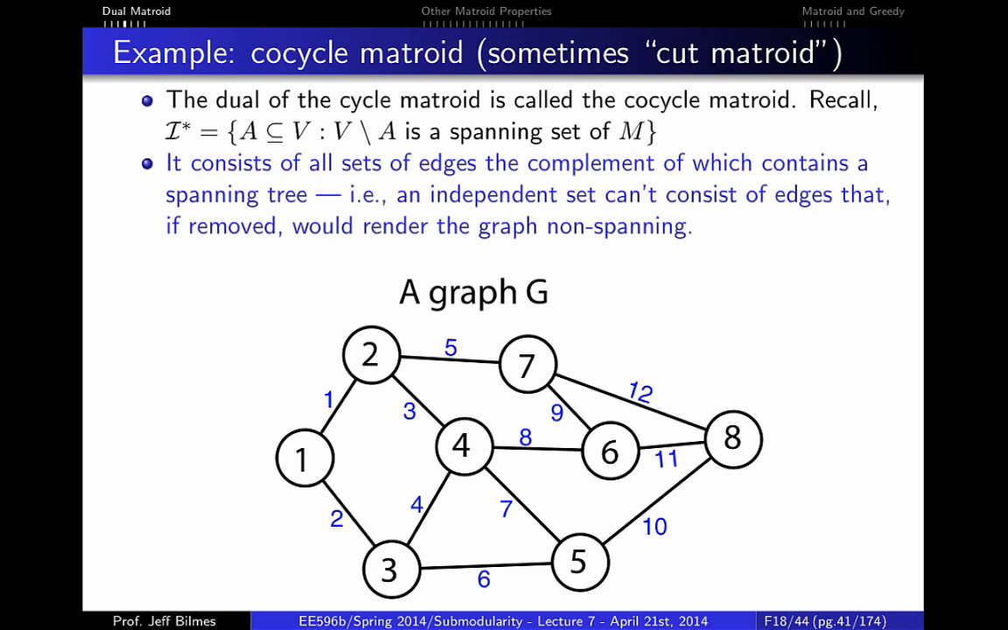And moreover, anything that corresponds to a cut or a superset of a cut is going to be dependent in the dual. And interestingly enough, if you remove a cut or a superset of a cut, is it possible to have a spanning tree anymore? No, all spanning sets are rendered impossible because you've removed edges corresponding to a cut or a superset of a cut. By definition, by removing edges corresponding to a cut, you've increased the number of connected components. There's no way of bridging the gap between the new components that have been created by removing the cut edges, or the superset of the cut edges.